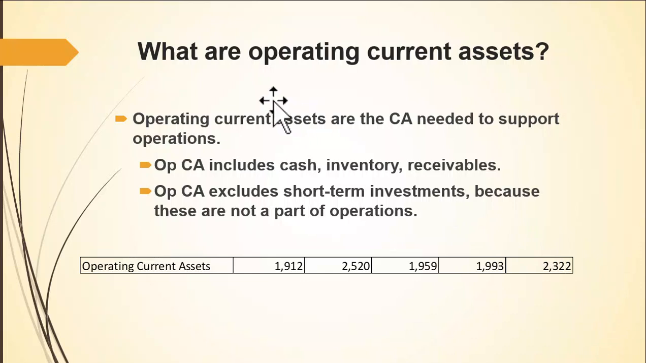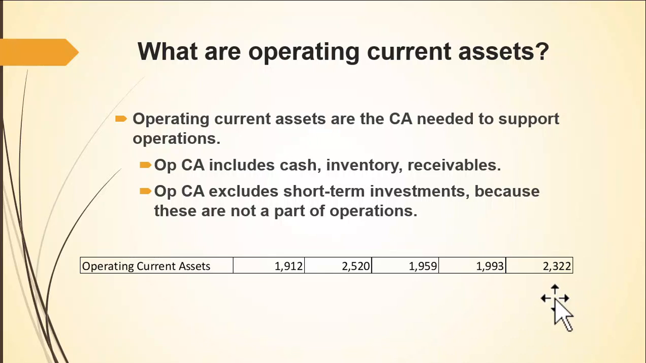So what about operating current assets? So what do we include in this? It includes cash, inventory, and receivables. Those things that are used in operations. It does not include short-term investments, marketable securities, because they're not part of operations. That is an investment idea, not an operations idea. And of course, you can see what the basic number is. Now, what can we tell from this? Well, we can tell that over the last 2 years, the number is up a little bit higher.